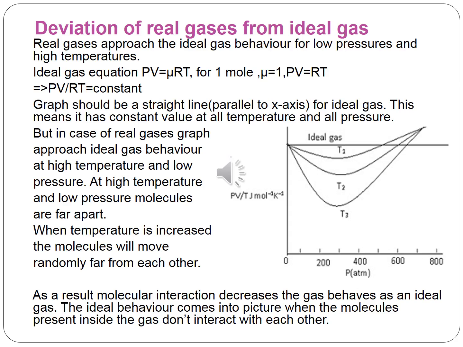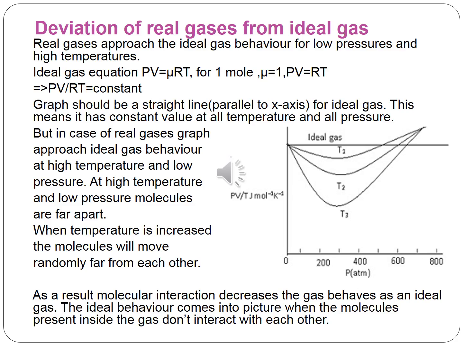In today's class, let us study how we can show the deviation of real gases from ideal gas behavior graphically. You know, real gases approach ideal gas behavior at low pressures and high temperatures. And you also know the ideal gas equation, PV is equal to nRT. For 1 mole of ideal gas, n is equal to 1, then PV is equal to RT. So, PV by RT is equal to constant.